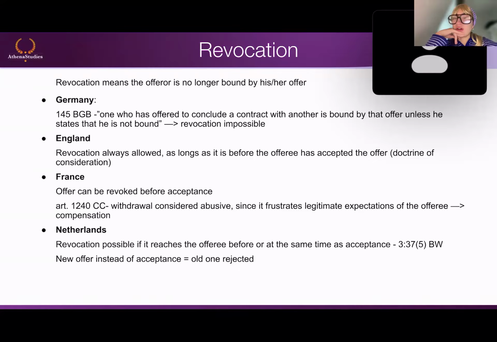Any questions about the revocation? I think it's relatively easy. You just need to follow the articles and use your Maastricht collection.